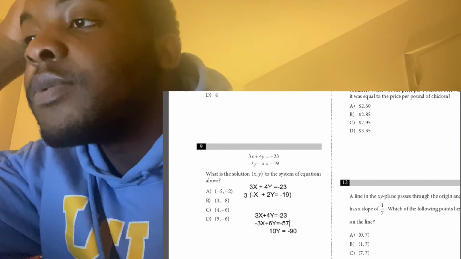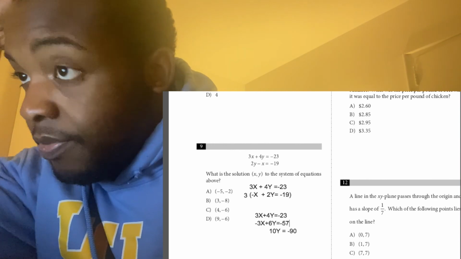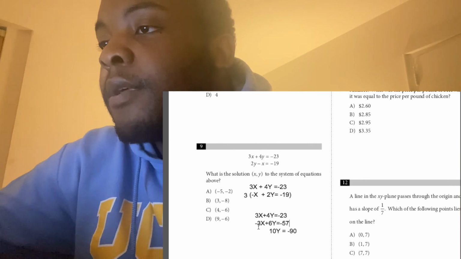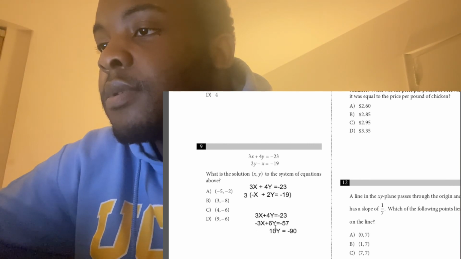Okay, so for this one, let me see. Negative 3x. All right. Yeah, 6y, 10y equals.